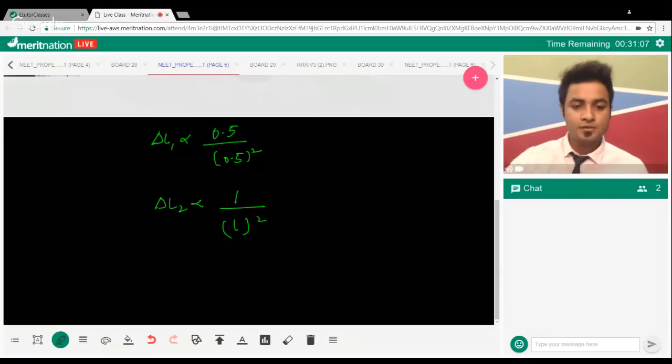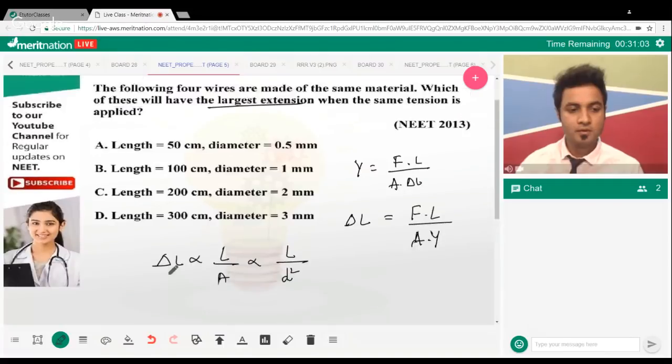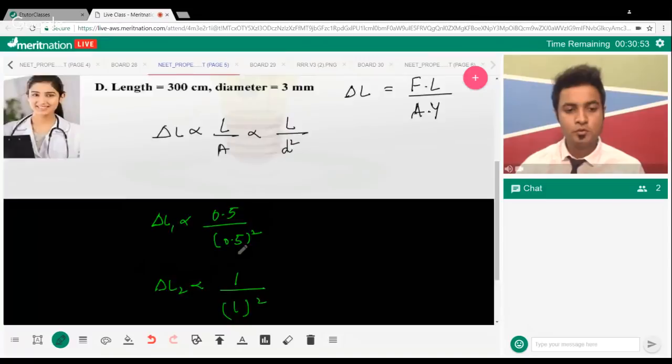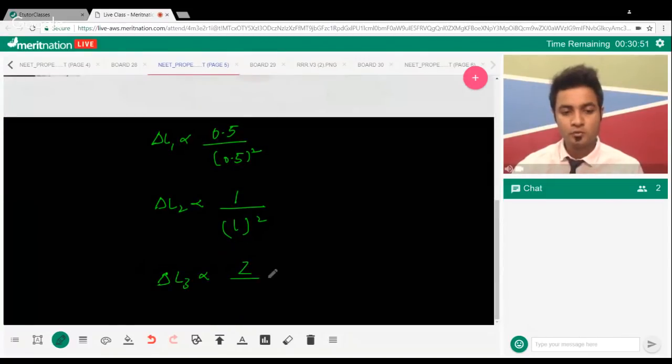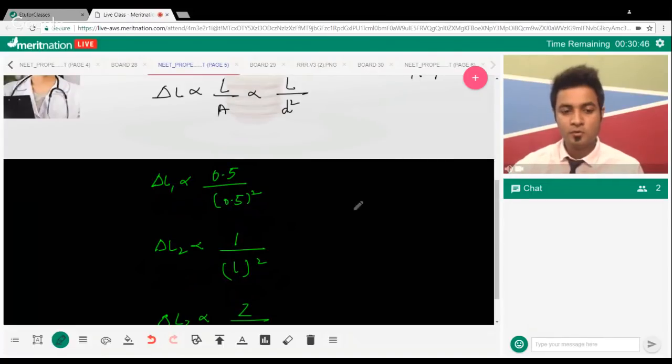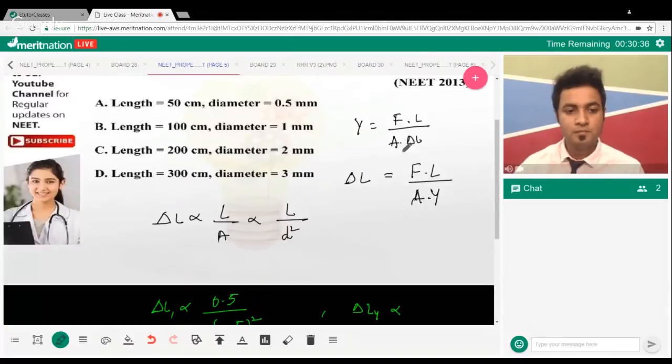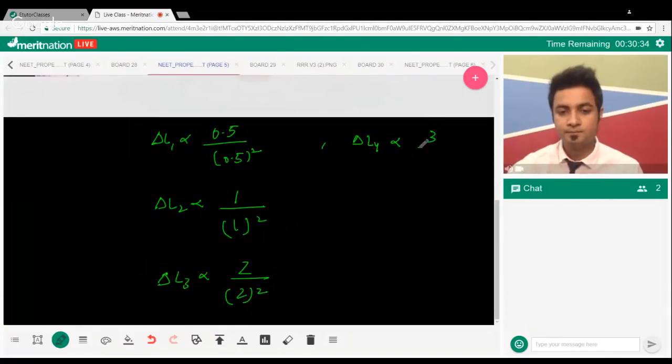Yes, so now just a moment. Now you can see the length for the C option is proportional to 2 upon 2 square, right? Somewhere 2 upon 2 square. And you can see for delta 4, L4 is proportional to 3 upon 3 square, right?